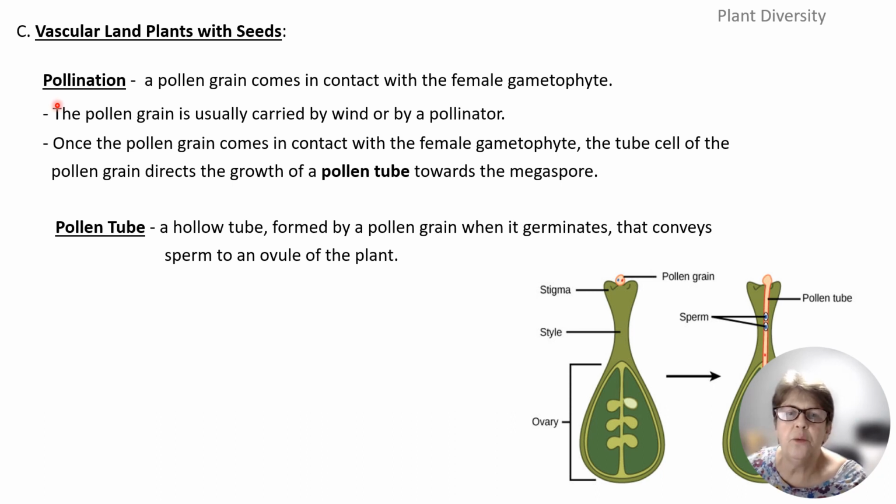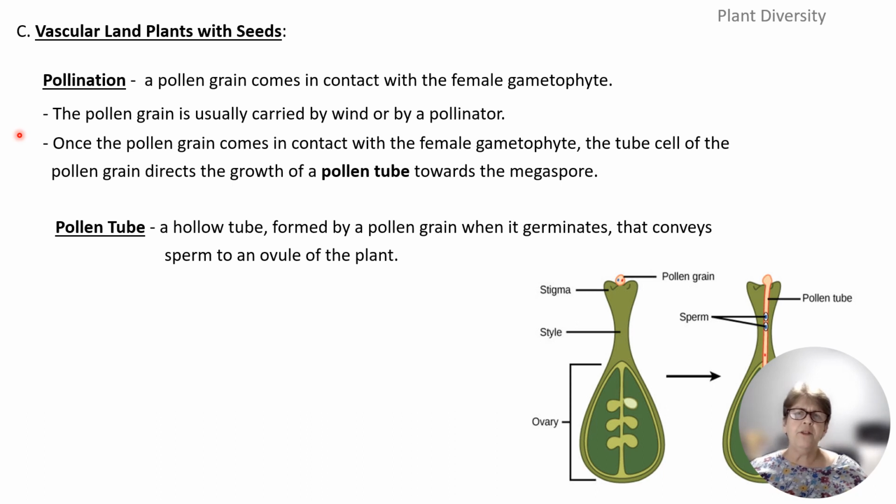Pollination is when a pollen grain comes in contact with the female gametophyte. So pollination is different than fertilization. Fertilization is when the egg and the sperm combine and form the zygote. But with these plants, you need to have pollination first, the pollen grain coming in contact with the female gametophyte. The pollen grain is usually carried by wind or by a pollinator.